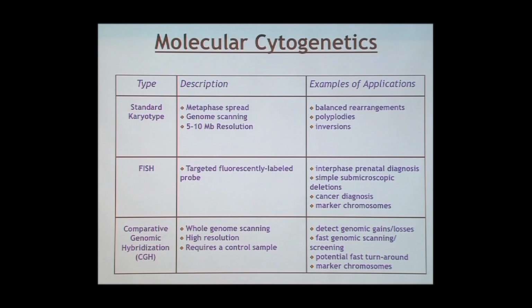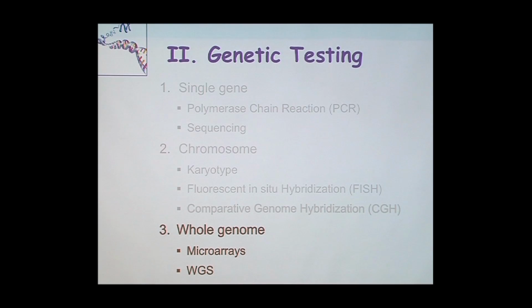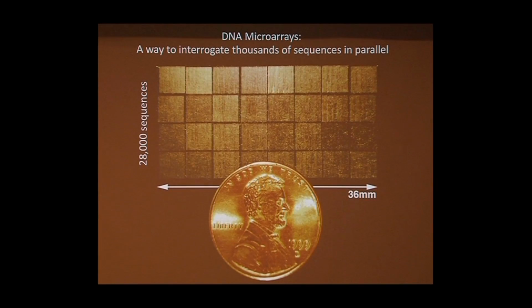Okay, so for cytogenetics, then, we talked about karyotypes, fluorescent in situ hybridization, and comparative genome hybridization. So how's everybody doing? Do you want to hear a little more? Okay. So now we're going to talk about whole genome analysis.